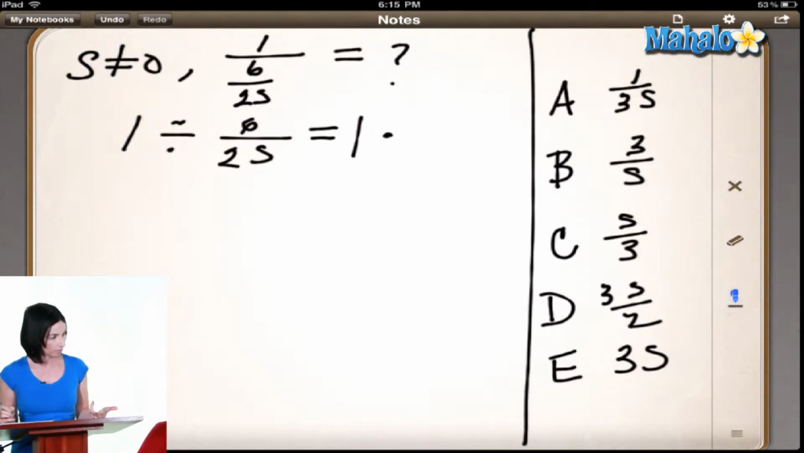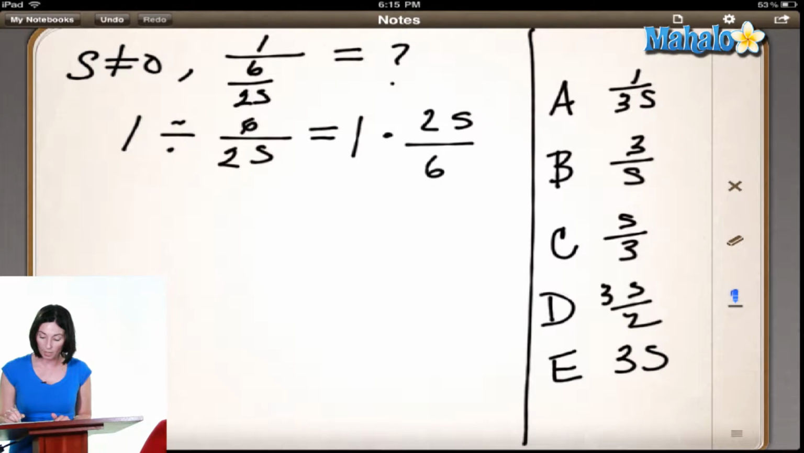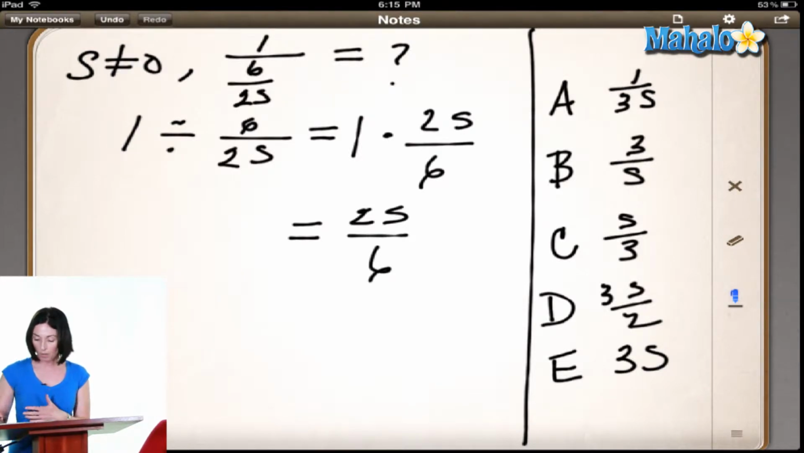Flip it upside down. 2s over 6. So what's 1 times 2s over 6? It's 2s over 6. Okay. Now, is that one of our answers? Nope. Why do you think that might be? Do you think we're wrong, or do you think there's something else we need to do? There's something else we need to do. What do you think we need to do?